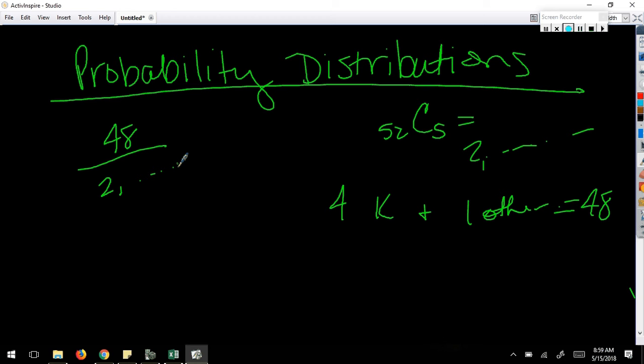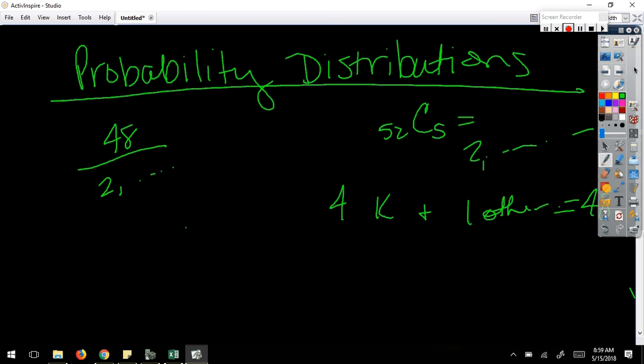So what we're going to do is form these distributions. And what a probability distribution does is it lists every different scenario you would have and what the probability of each of those scenarios would be. So, for example, let's set up 2 dice that we're rolling.